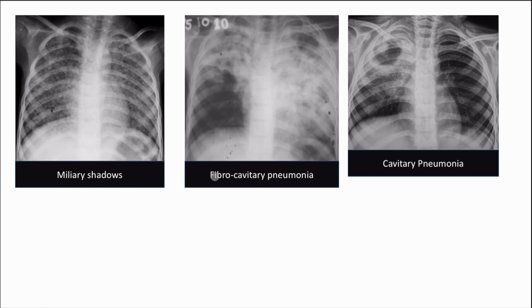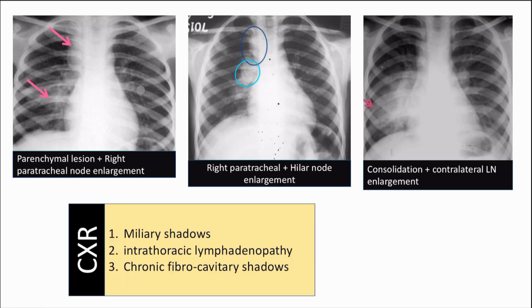And secondly, the fibrocavitary pneumonia. So look here, you can see there are cavitations with some fibrosis present bilaterally, especially in this zone as well as in the left lung. Okay, so look here, this is cavitary pneumonia. So a cavitary pneumonia is present in the right upper lobe. This is a parenchymal lesion, plus right sided paratracheal lymph node enlargement that you can see.